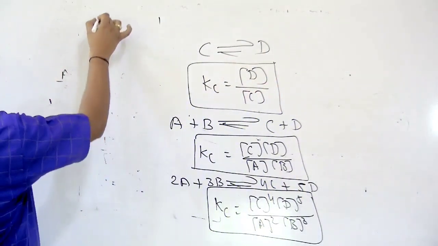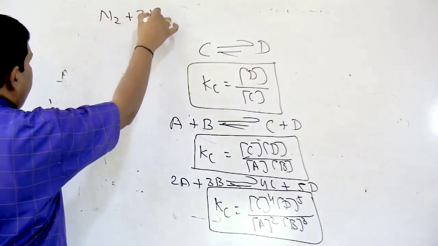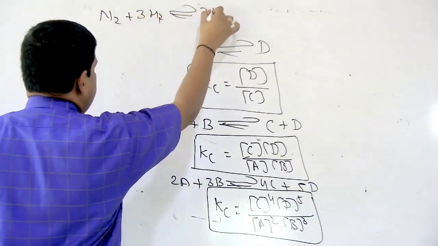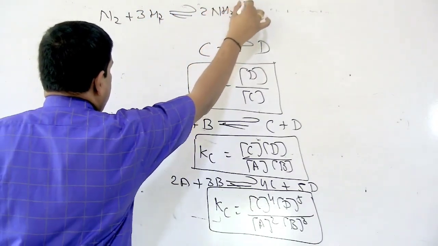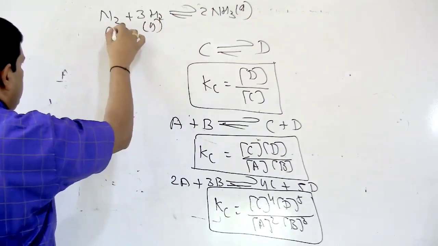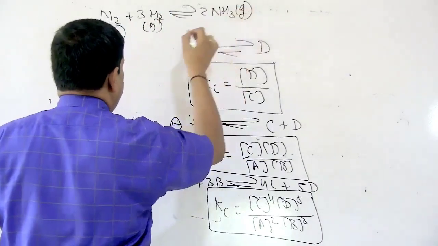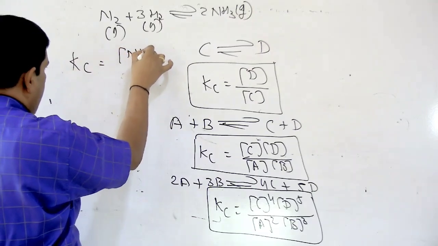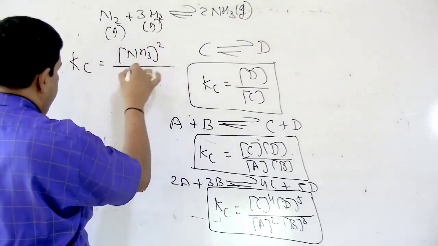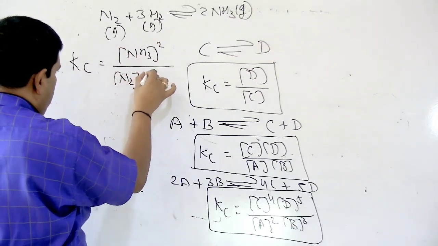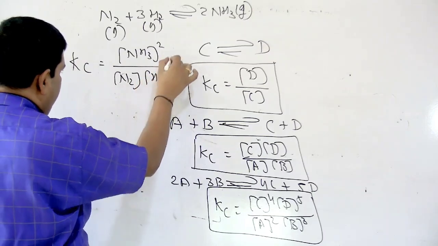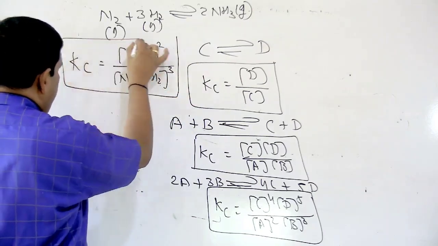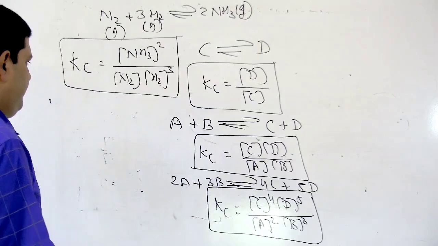Suppose you have the reaction N2 plus 3H2 gives 2NH3, all in the gaseous phase. The physical state must be mentioned properly. If all are in the gaseous phase, Kc is equal to NH3 squared upon N2 into H2 cubed, everything going to the power of its coefficient. So by directly viewing the reaction, we will write the expression for Kc.